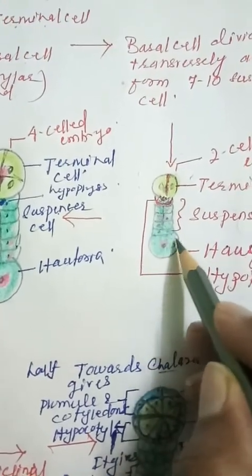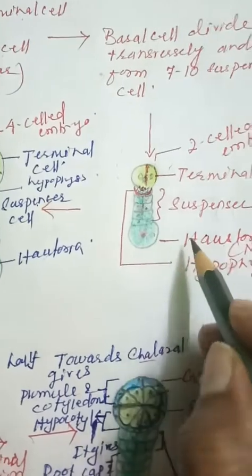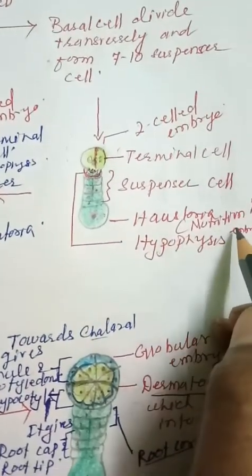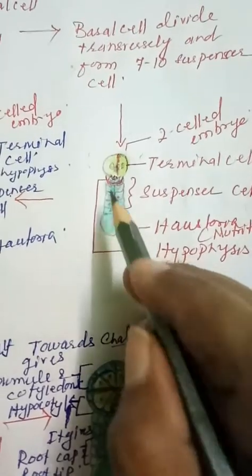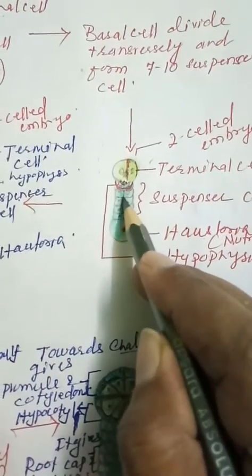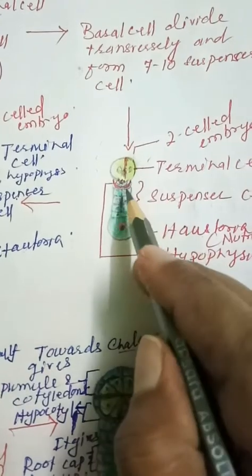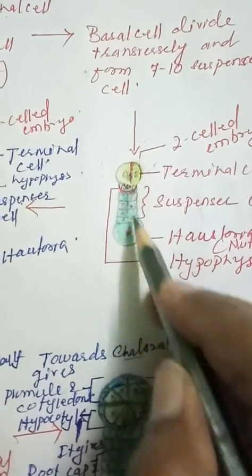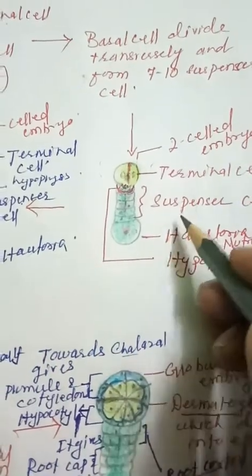The last suspensor cell enlarges, which is termed as haustorium. Haustorium provides nutrition to the embryo, whereas these small cells are called suspensor cells. The last cell of the suspensor, which is towards the terminal cell, is called hypophysis.